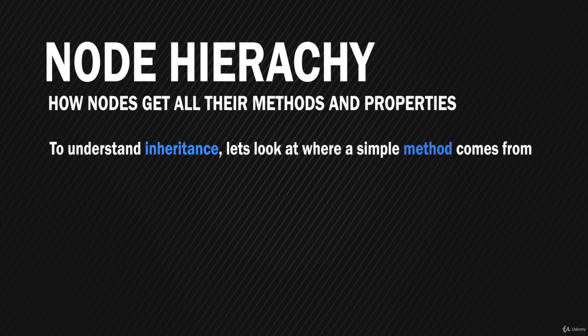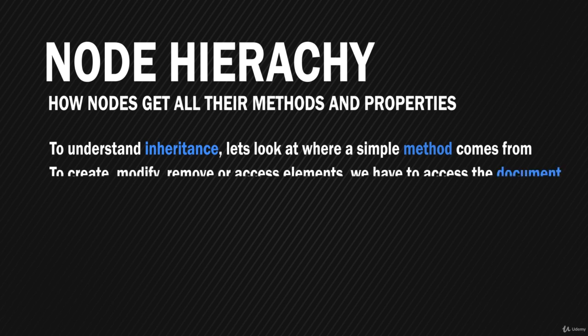But in order to understand inheritance a little bit more, let's look at where a simple method comes from. So right now, I don't want to look at a node object. I actually just want to be even simpler. I want to look at a simple method. We know that to create, modify, remove, or access elements, we always have to start at the root. We have to access the document object.